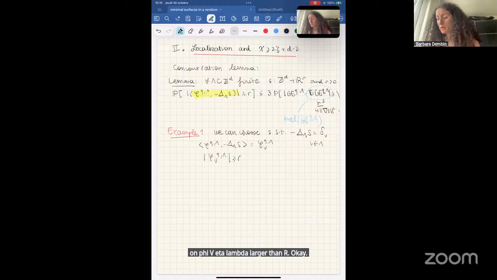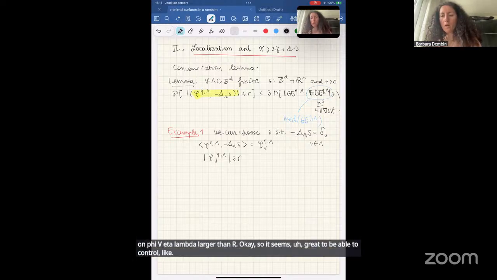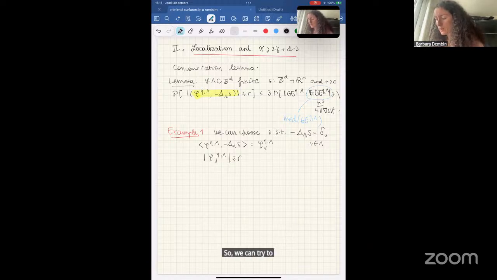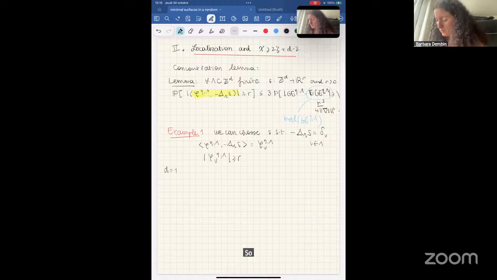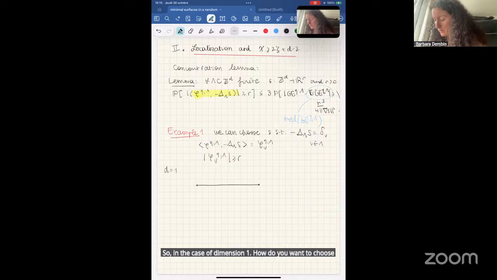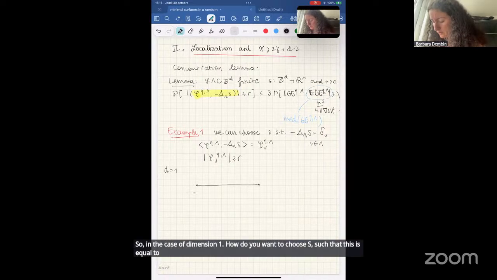Okay, so it seems great to have an upper bound on how large the height value is. So we can try to see what the value of S is in the case of dimension 1. In the case of dimension 1, how do you want to choose S such that this is equal to that? If you have minus L, L, let's consider, to simplify, V equals 0.